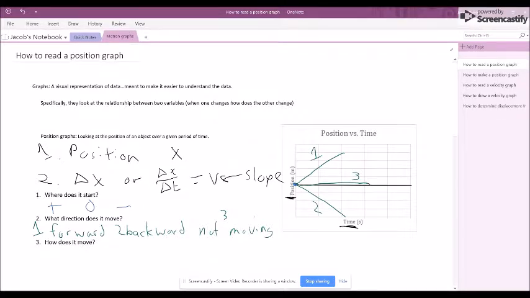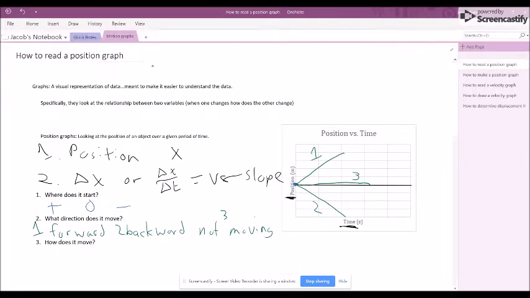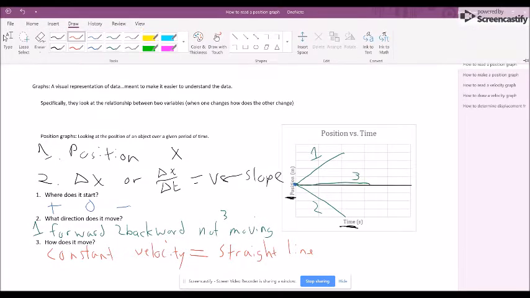Then lastly, where it gets a little more complicated is how does it move? Really, we're looking at two things. Is it constant velocity? If it's constant velocity, it means it's changing position at a constant rate, which means you've got a straight line. So in all three of these lines I've drawn here, it's moving forward constantly, it's moving backward constantly, or it's not moving constantly, which also would be considered constant velocity.